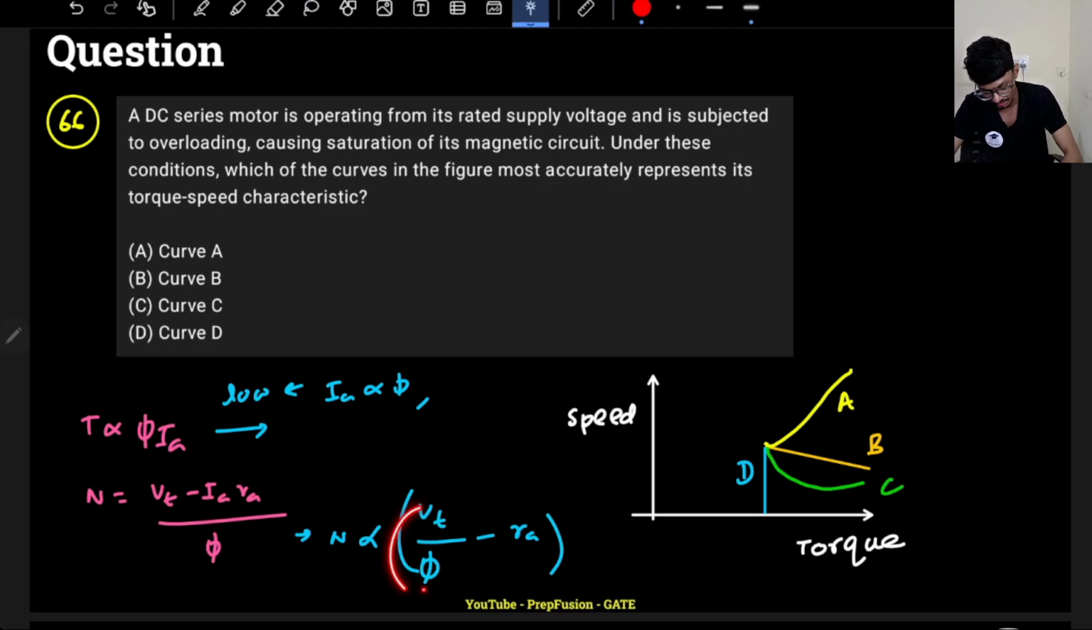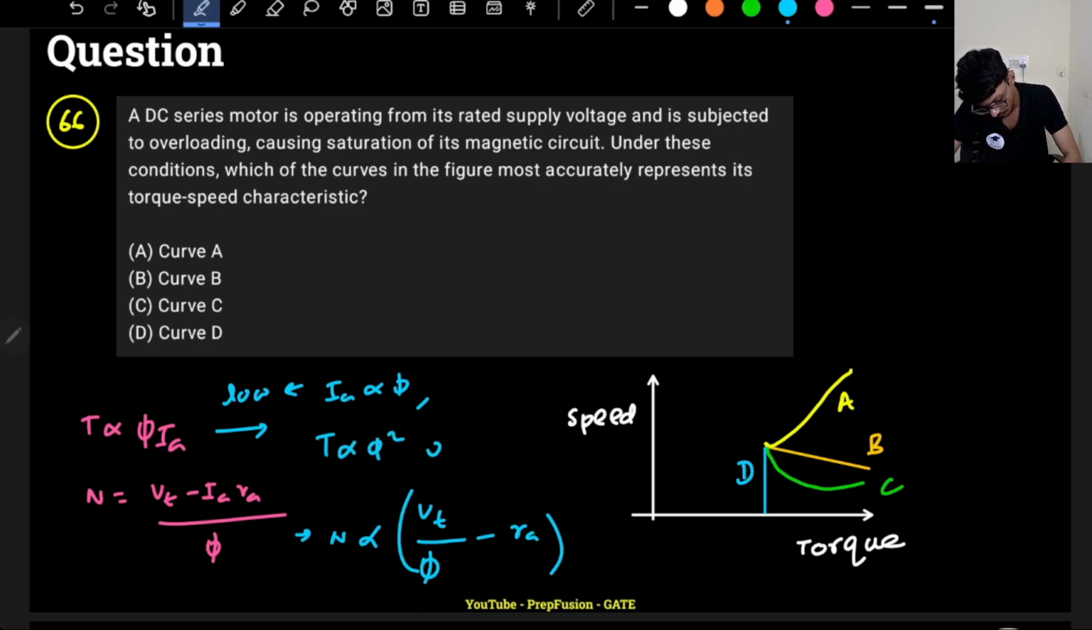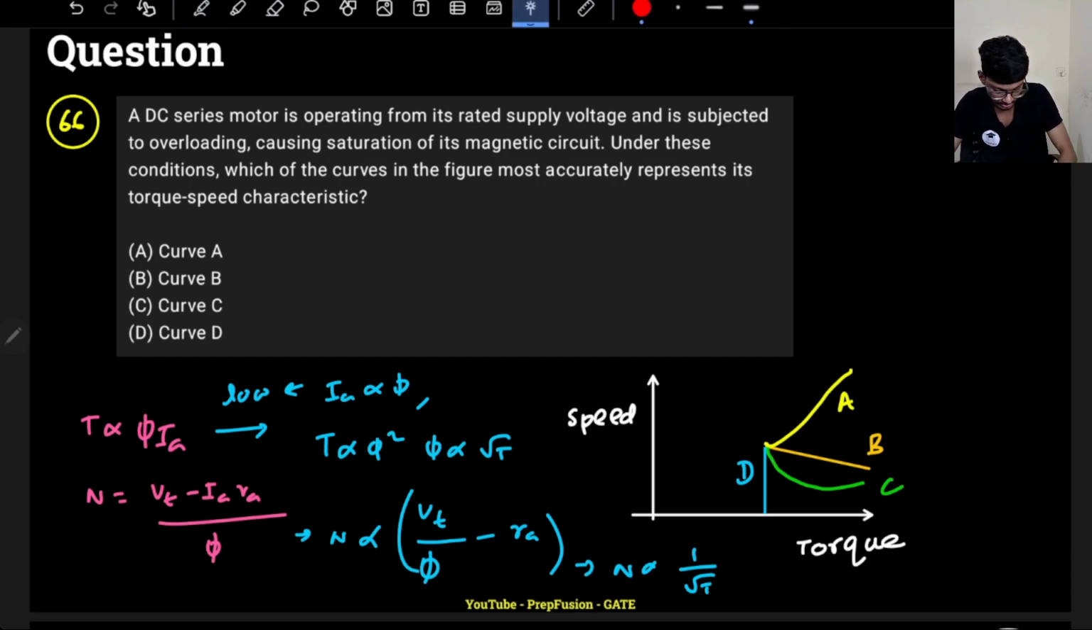It will be like my speed is inversely proportional to flux. And what is my torque equal to? Torque is equal to flux squared. So flux is proportional to the square root of torque, so I can write speed will be proportional to 1 by the square root of torque, initially. So the graph, only this one is the correct one which I can see.